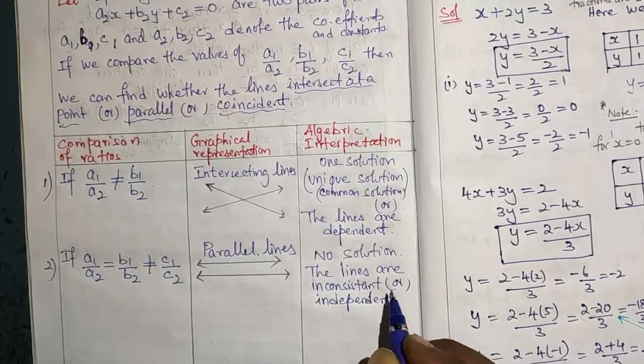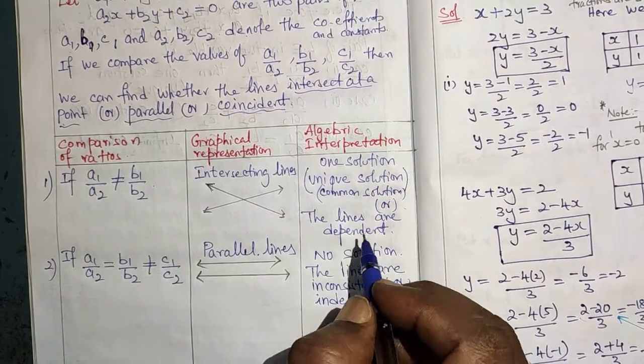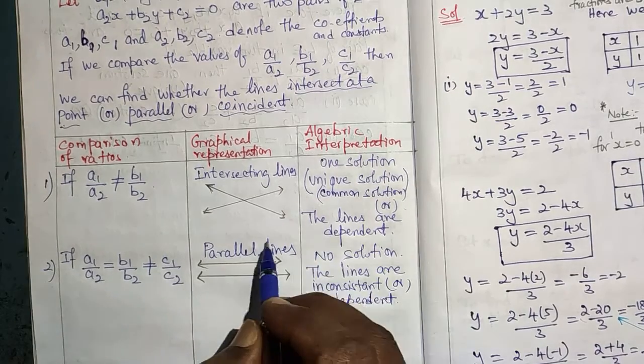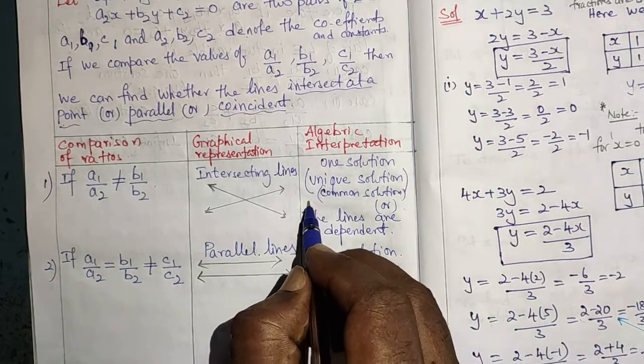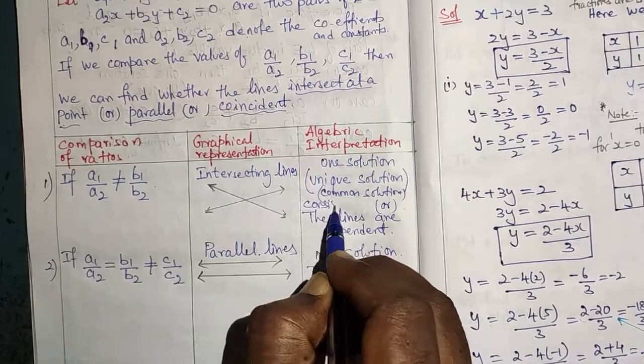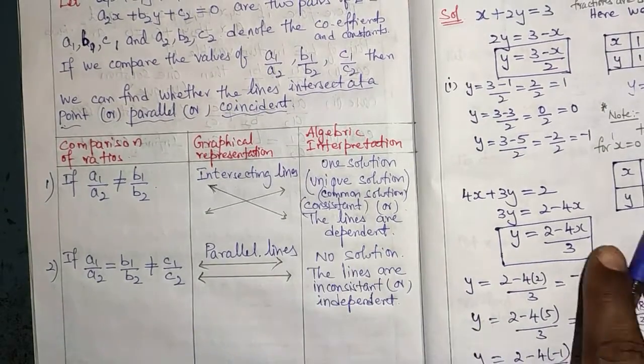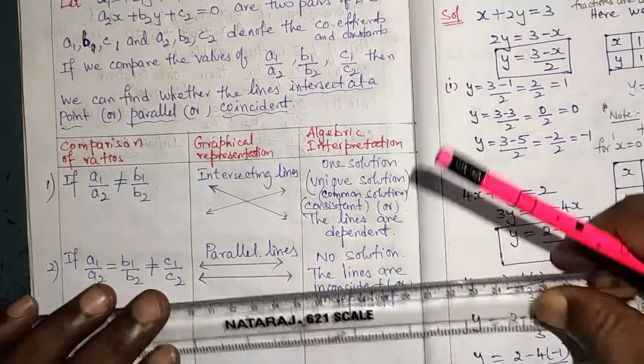Independent. In this case, we can say that the lines are consistent. We can use the word consistent for the first one. The lines are consistent. I will draw a line separating these two.